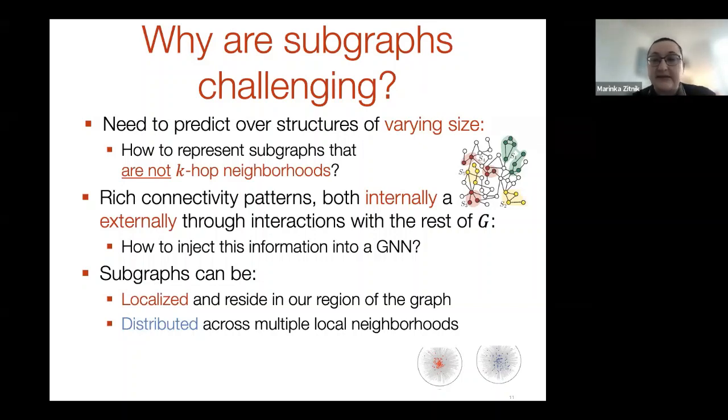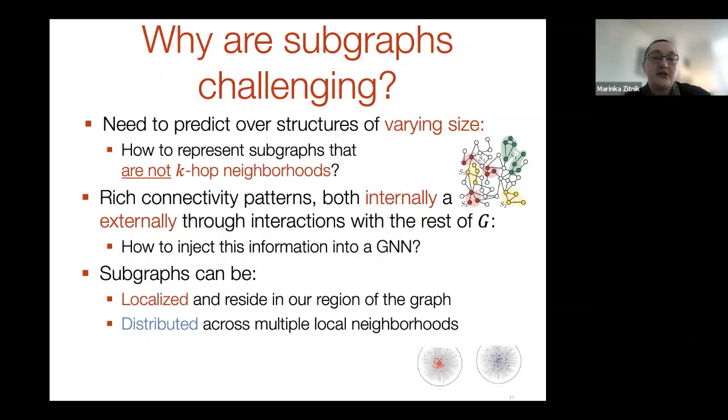And finally, these subgraphs that we have can be localized, meaning they would reside in one particular region of the graph, such as this schematic that shows the background graph in gray, and then the subgraph and its nodes in red. And we can see that the subgraph is actually localized in one region of the graph. But subgraphs can also be distributed across multiple local neighborhoods, and in that case, this process of generating embeddings becomes even more challenging.